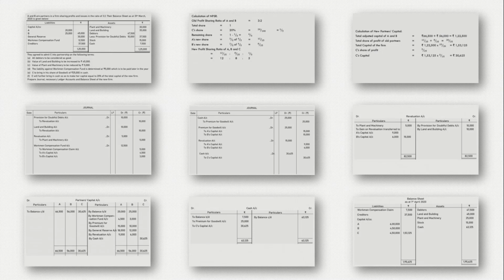So, as you can see, there are 9 pages. Let me guide you through every page first. On our first page, we have our question. Then on second and third page, working notes. Then on next 2 pages, journal, revaluation account, partners capital account, cash account, and balance sheet. Let's start with our question.